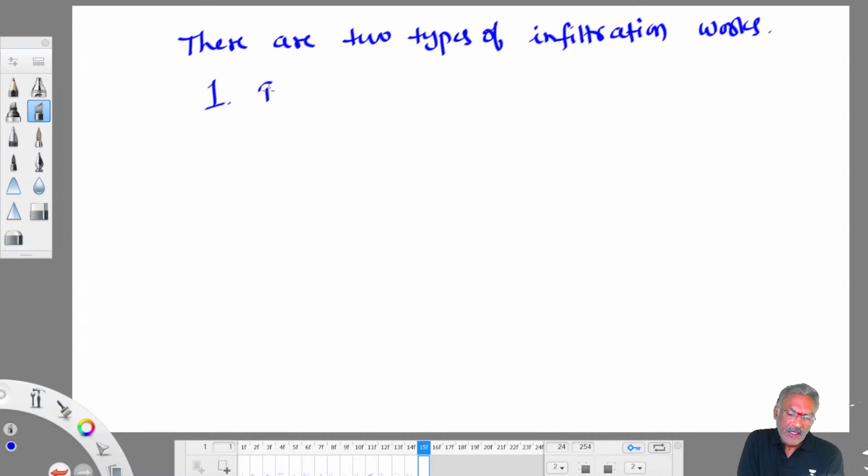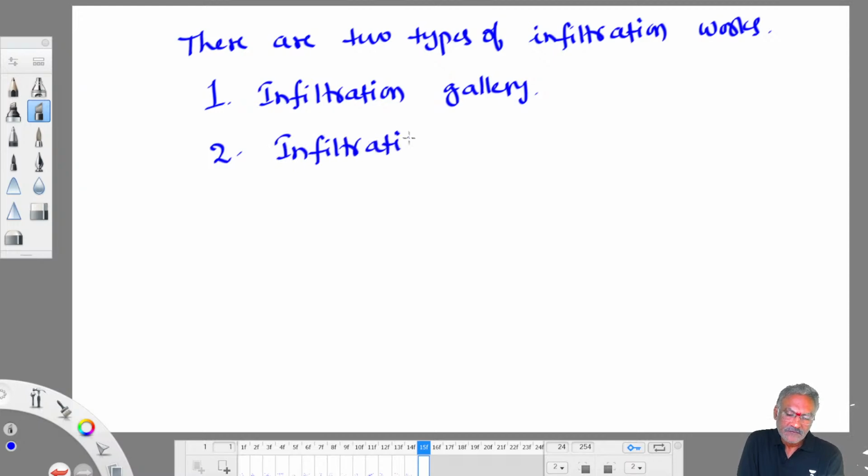One is called infiltration gallery. Second one is called infiltration well. Both of them are used for the same purpose. Only construction features are different. Gallery is a horizontal tunnel dug at shallow depth at the bed of a river or bank of a river.